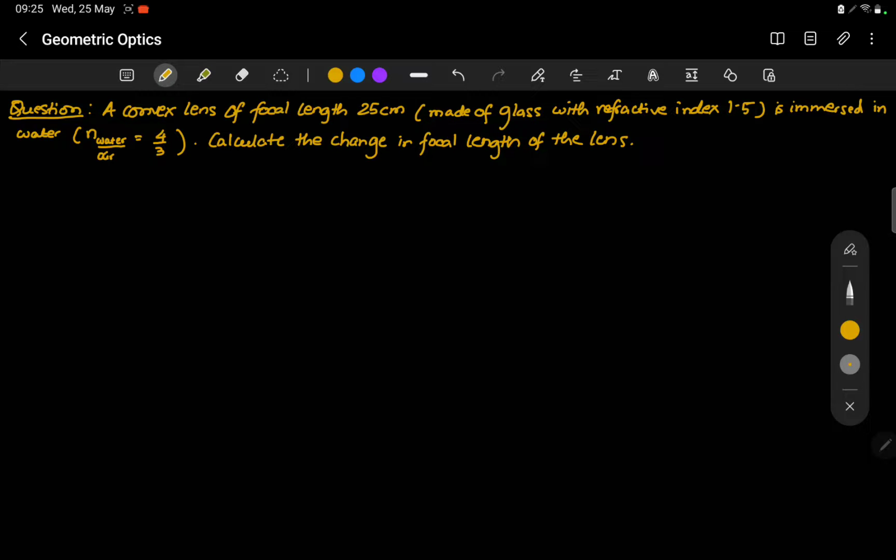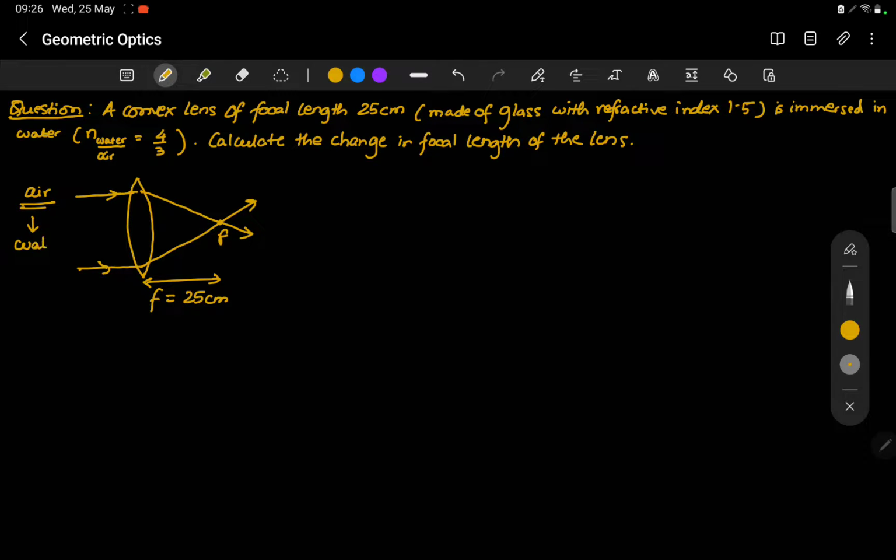So we have a convex lens. We are given a convex lens in the question, and this convex lens has a certain focal length. When the convex lens is placed in air, we have parallel rays coming in. They will pass through the focus. So this is the focus, this length is the focal length. When placed in air, this focal length is 25 centimeters. Now the question asks that if we change this medium in which the lens is kept from air to water, what happens to the focal length?